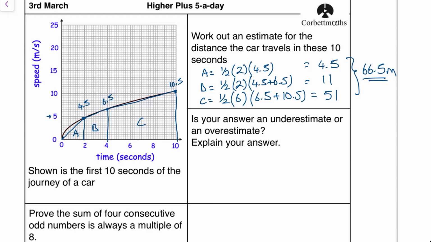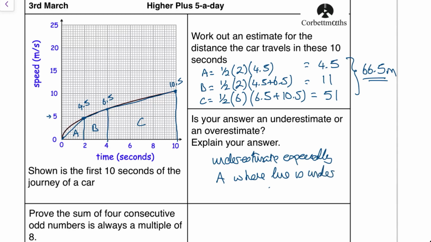So, is your answer an under or overestimate? And I'm going to say it is an underestimate, especially A, where the line is under the curve. It doesn't say why, but I know to just say explain your answer. So there we go, I've kind of explained the answer. Let's hope we don't get another one that's wrong.